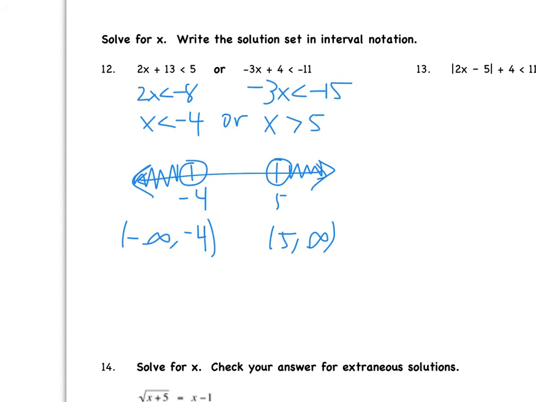In 12, did you flip the sign because you divided by a negative, you said? Yep. Okay. And then remember, with an or, you have to put the union symbol. Okay, 13.